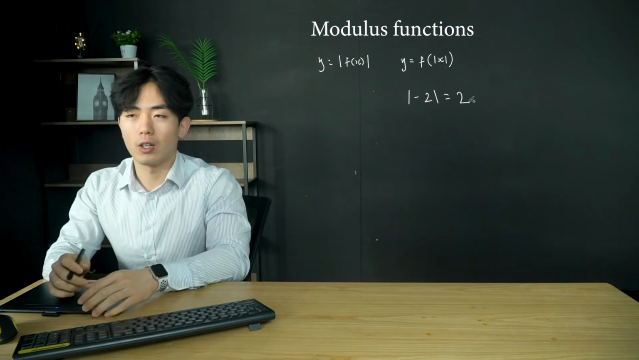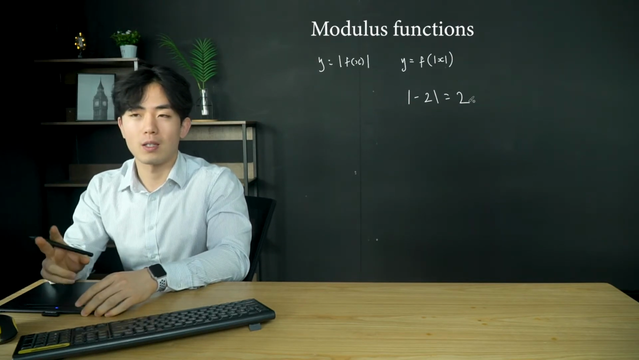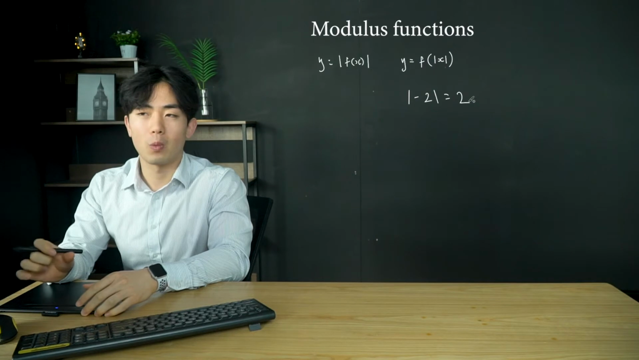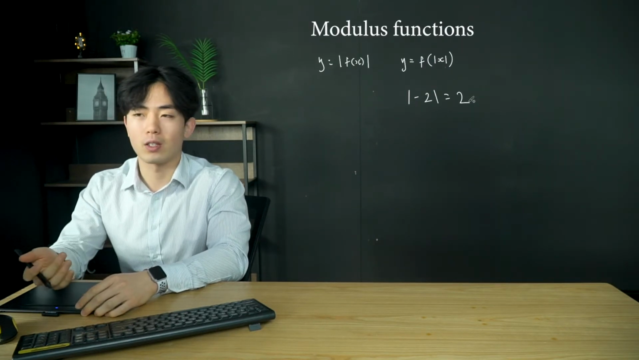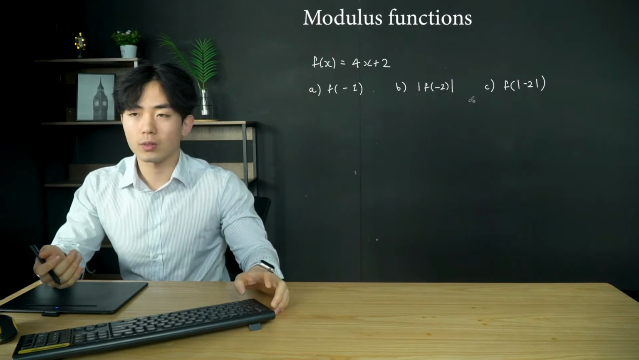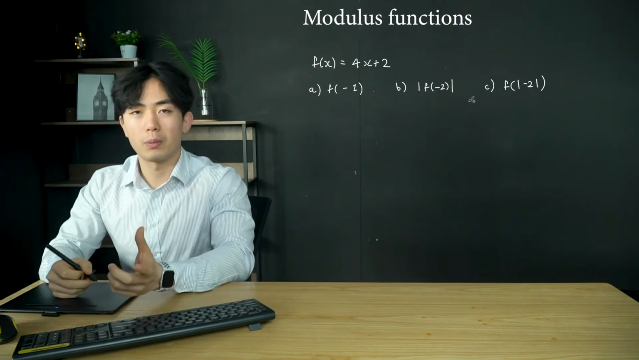You can see here on the page, there's two different versions. y is the modulus of f of x, and y is f of the modulus of x, and they have slightly different effects, which we'll come to see later on. So let's just go through a couple of examples.